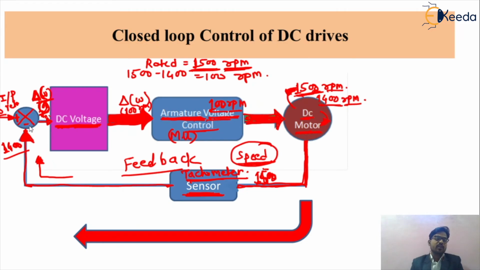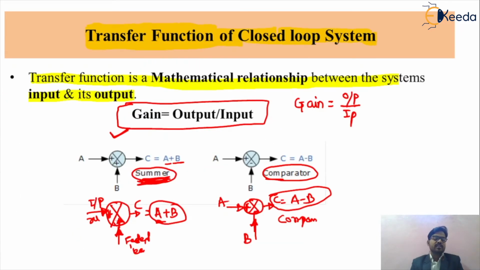So it will be positive and negative, so 1500 minus 1400 will give you the comparison of the values, and this is called an error signal, and this error signal is called C. This will be the error signal of your speed. So these are the two different types of summing points.